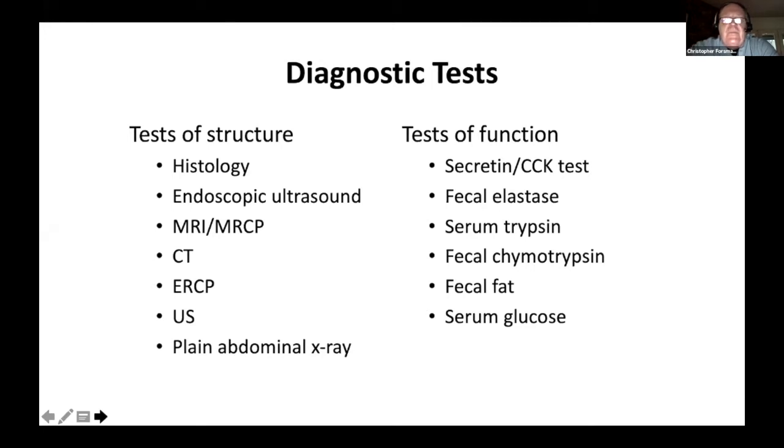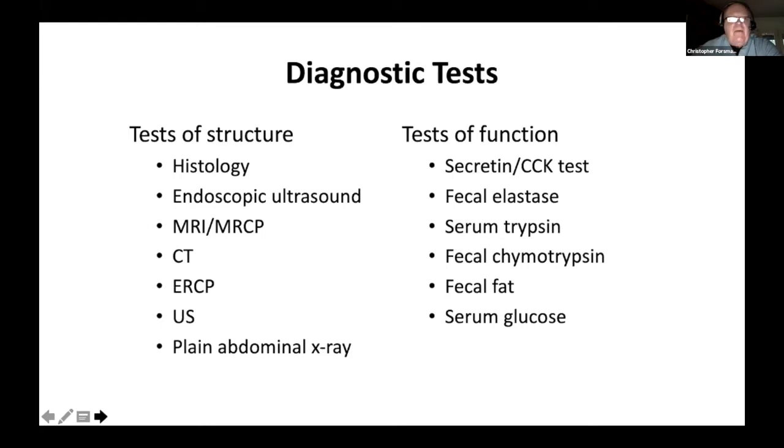And then on the right are some tests that may be less familiar to you, tests which try to identify abnormalities of the function of a diseased pancreas. The one at the top is a hormonal stimulation test, the Secretin or Secretin CCK test, where you give a supraphysiologic dose of a hormone which causes the pancreas to secrete either bicarbonate-rich fluid or enzymes, and then you try to measure that function of the maximally stimulated pancreas. And then a few others that you may be familiar with, probably fecal elastase.